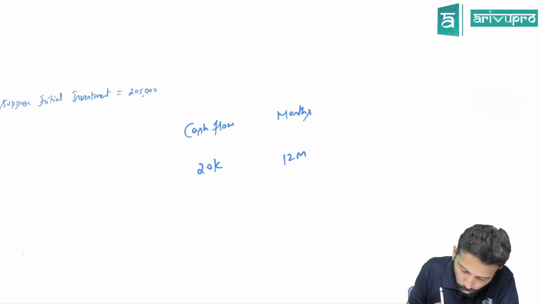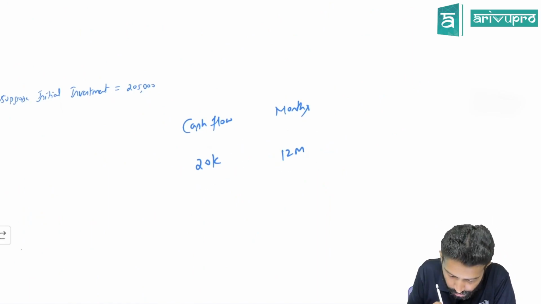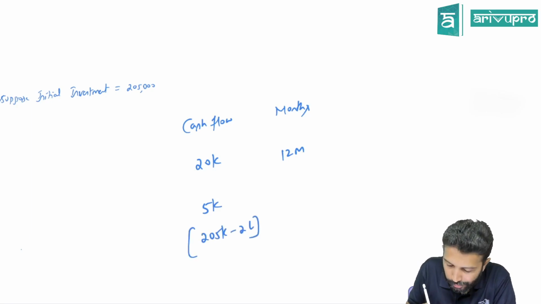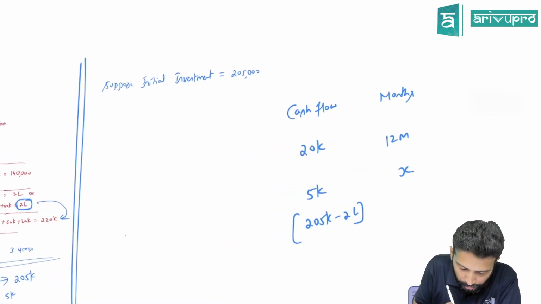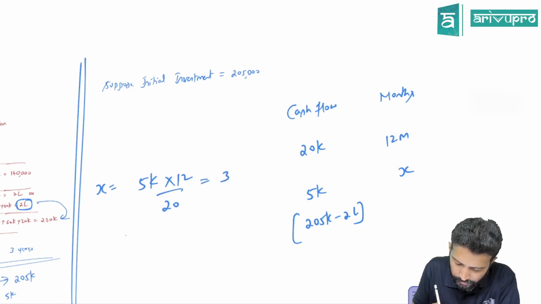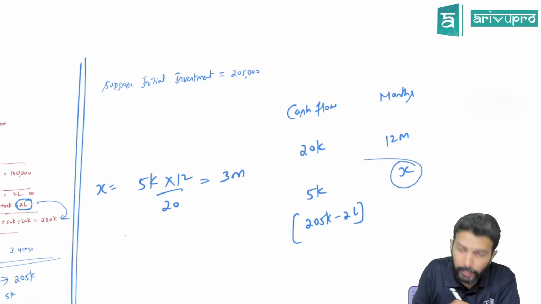So to earn 20,000 cash flow, you are taking 12 months. To earn this 5,000 — how did we get this 5,000? 2 lakh 5,000 minus 2 lakh. How many months will you take? This is your proration approach. So X is how many months here? How do you calculate that? 5,000 into 12 divided by 20 gives you how much, sir? 3 months, because these are in months, no? So X also you will get in months.